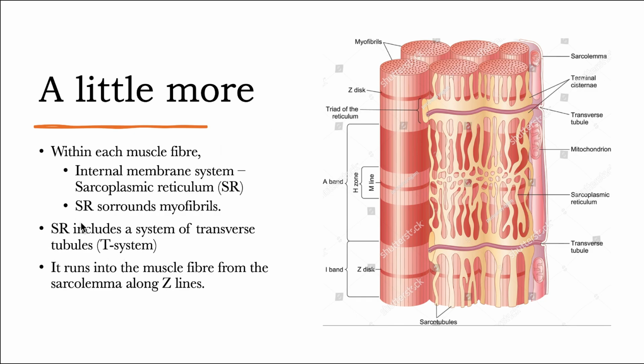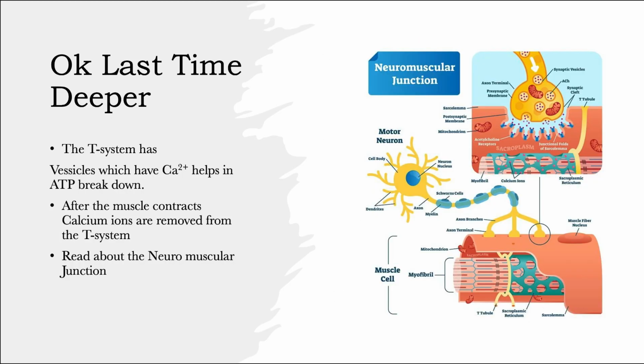So we are saying the sarcoplasmic reticulum has a system of transverse tubules, these ones here, which are responsible for transporting the calcium once it is released from the sarcoplasmic reticulum. It runs into the muscle fiber along the Z lines. So the T tubules run along the Z lines. Let's go deep one more time. This T system has calcium ions which help ATP to break down.